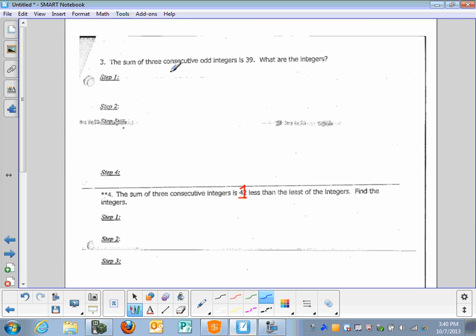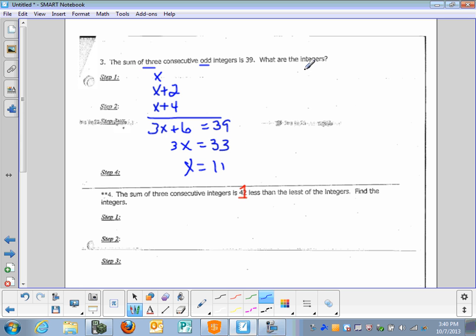Example 3, the sum of three consecutive odd integers is 39. First number is x, second number is x plus 2, third number is x plus 4. The sum, 3x plus 6, equals 39. X equals 11. So three consecutive odd numbers, 11, 13, and 15, add to 39.